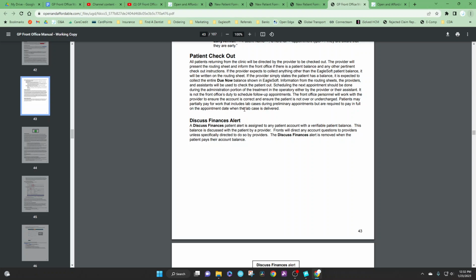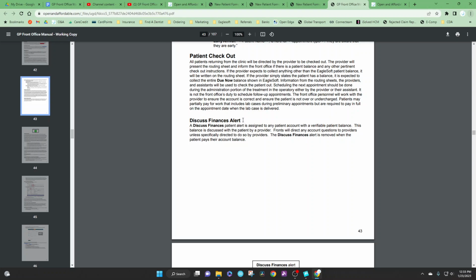Now, there is what's called a Discuss Finances alert on the patient. It could be that the patient had a past balance. They came in, and usually fronts are not going to be alerting the patient that they have a balance. All financial discussions are held in the clinic with the providers, so it takes a lot of work off the fronts, who don't have to figure out why the patient has a past balance.